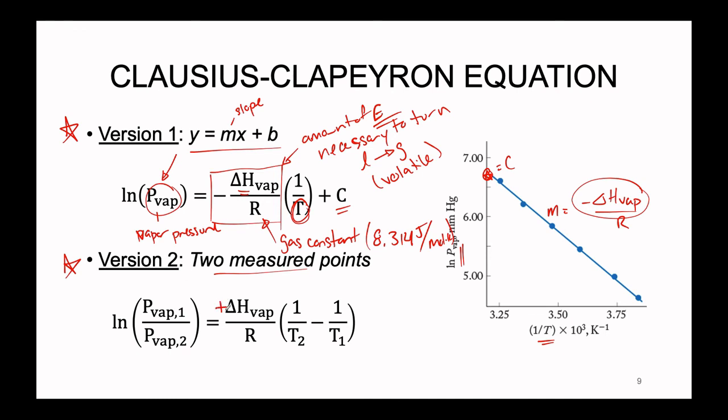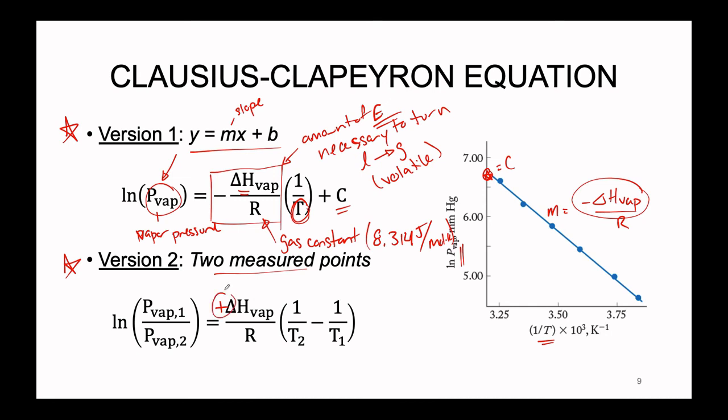Notice that there is no negative sign here. That is not a typo. There is a plus sign now in front of our enthalpy of vaporization. This arises from how we actually worked through the math to derive this 2-point version of the equation as opposed to the linear form.